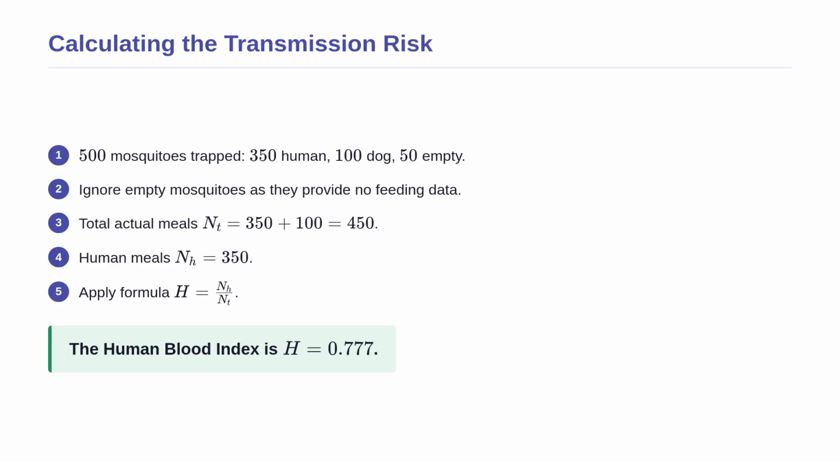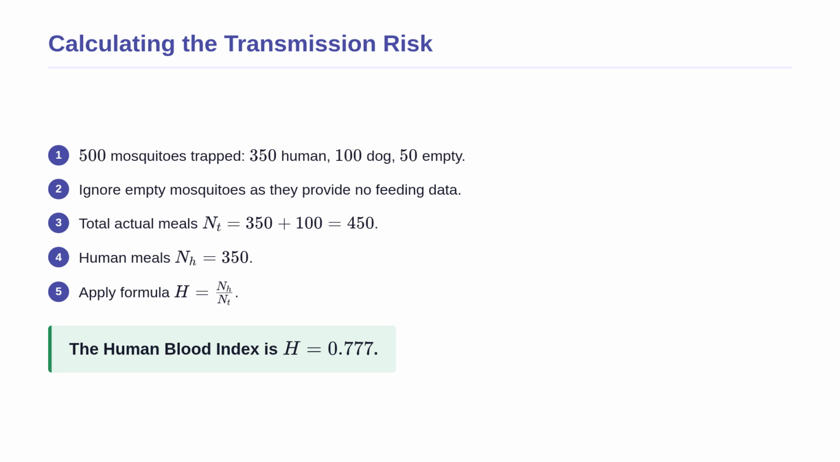Let us apply the human blood index formula to a real outbreak scenario. Health workers trap 500 mosquitoes. Tests show 350 contain human blood, 100 contain dog blood, and 50 are completely empty. We need to calculate the transmission risk. Our first crucial step is to find the total number of actual blood meals.